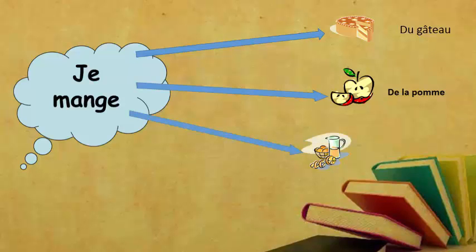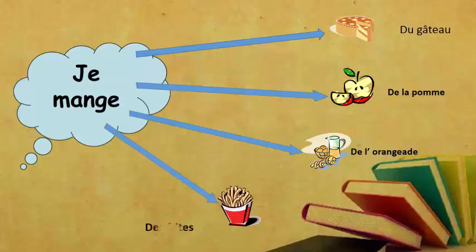Je mange de l'orangeade. De l'orangeade. It's an orange juice, so it's better to say je bois de l'orangeade. And as a plural noun, je mange des frites. Okay, fries. Je mange des frites. So, four words. They refer to the gender and the number. Du gâteau, masculin singulier. De la pomme, féminin singulier. De l'orangeade. Et des frites.